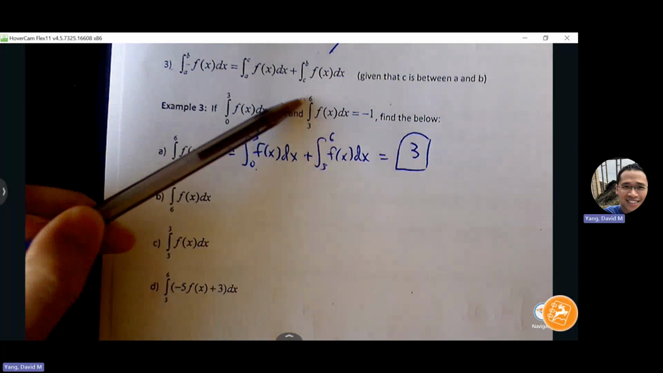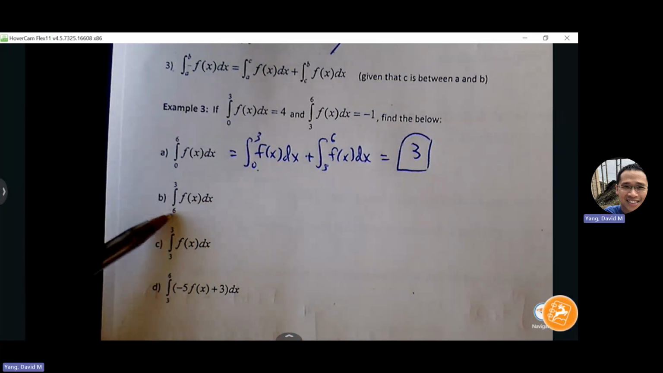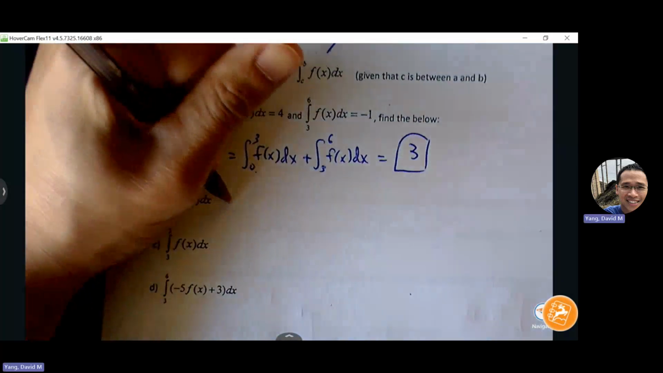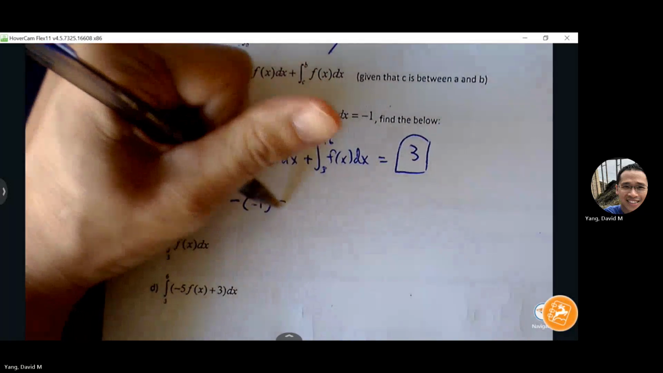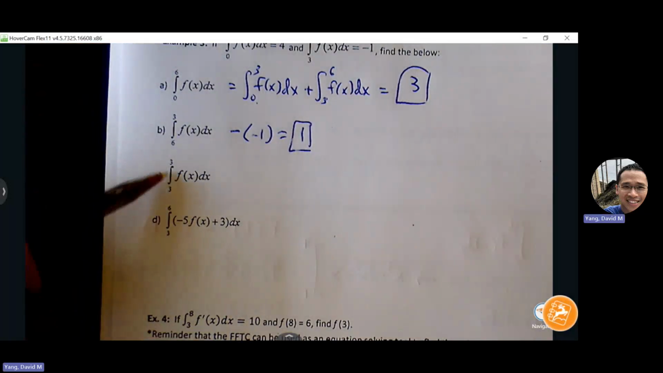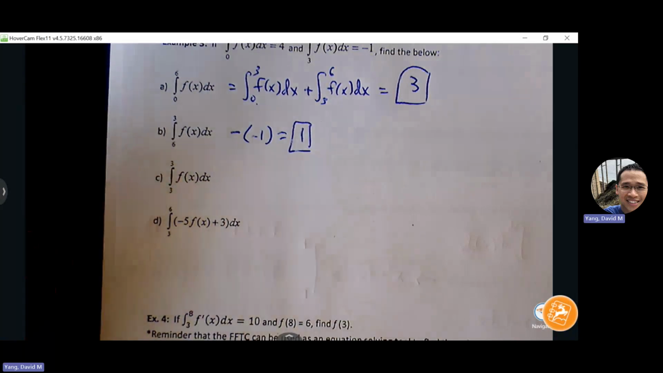If I know the integral from 3 to 6 is -1, then the integral from 6 to 3 must be +1, right? It's just the same thing, just different signs. My bounds have not moved, so this is always going to be equal to 0.